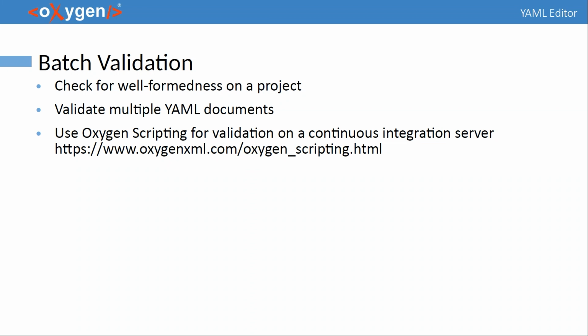I mentioned already that you can also have batch validation. If there is no schema involved, it performs a well-formedness check. Otherwise, if you have a schema, it's a regular validation. You can also use the Oxygen scripting tool for validation, for example if you have a continuous integration server.